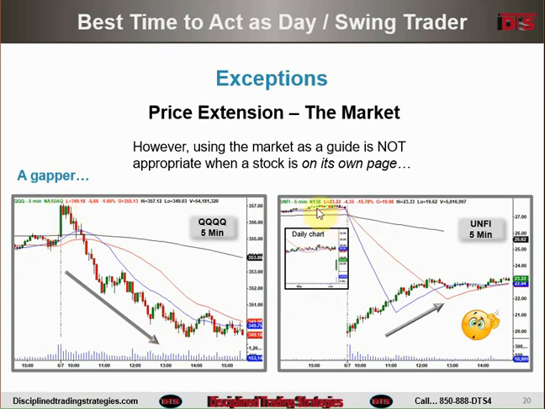Here's a stock that gapped down, UNFI. I think that's one of those food stores. And it did nothing the opening 5 minutes. And then the market free falls and the stock rallies. How can that be? This is a market stock. Why did it rally when the market fell? Any ideas?